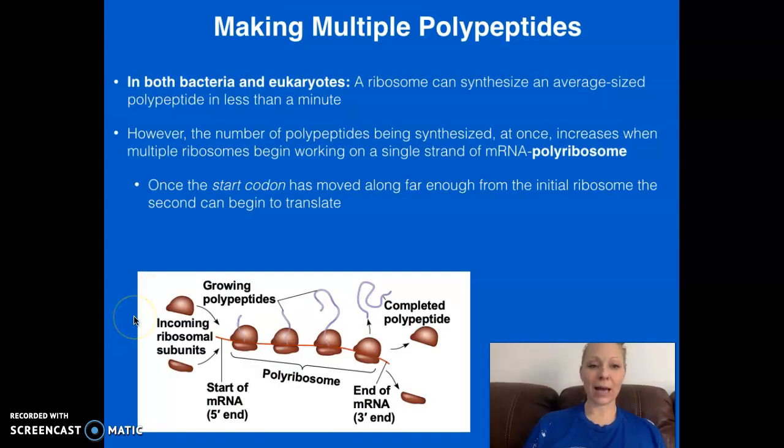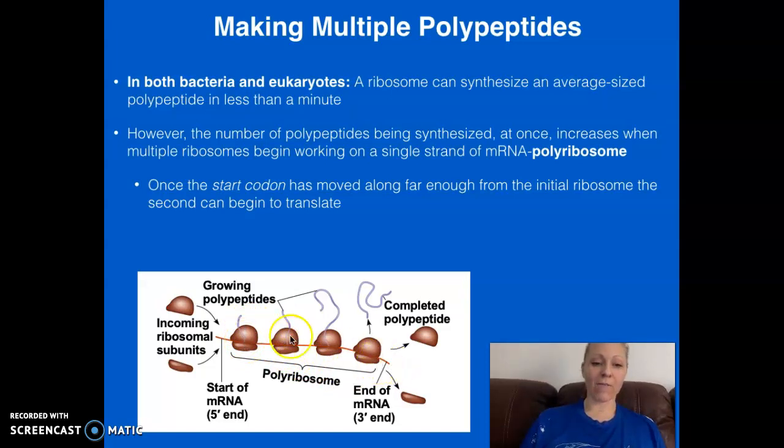Finally, here's our last slide. We've made it. In both bacteria and eukaryotes, a ribosome can synthesize an average polypeptide, so an average protein, in less than a minute, which is crazy and very cool. But we can increase the rate at which proteins are made by increasing the number of ribosomes that are working on a single strand of mRNA. So once the mRNA is far enough out of the ribosome, another ribosome is going to attach onto it and start working on it.